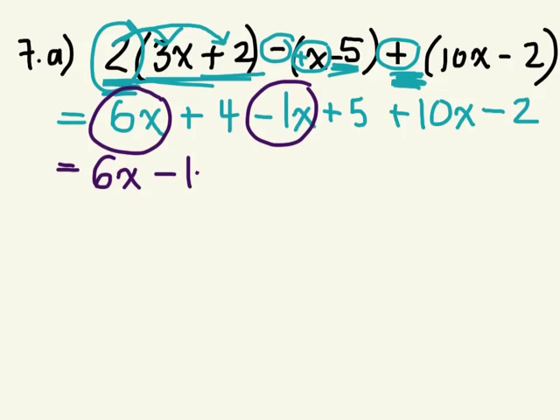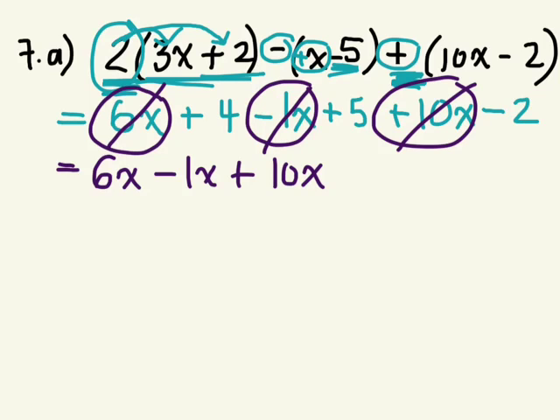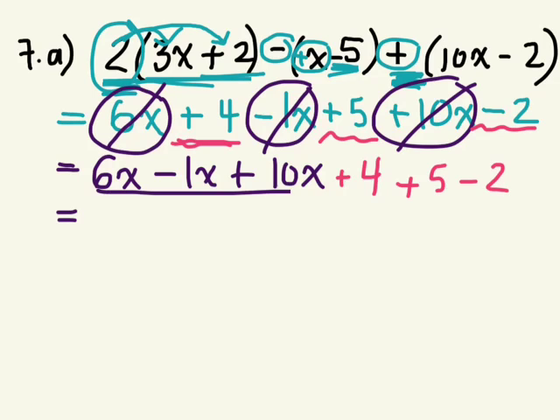Good. And are there any more x terms? Good. Positive 10x. So I've used this, this, and this. We have to put the rest of the like terms together. I have a plus 4, a plus 5, and negative 2. Well, now they're all grouped together. Can you simplify this? Okay, what's 6x take away 1x? Plus 10x. 5x plus 10x. 15x. Good. What is 4 plus 5? 9. Take away 2? Positive 7.